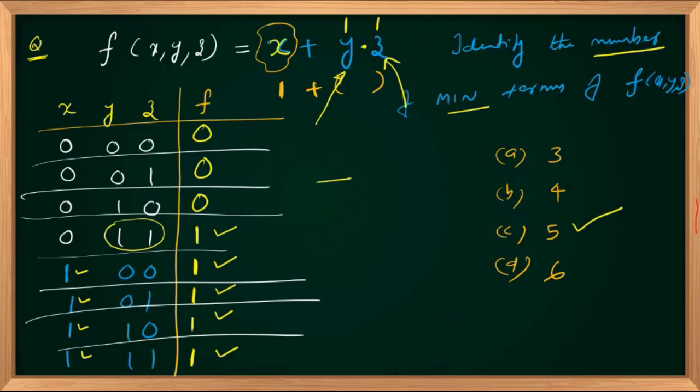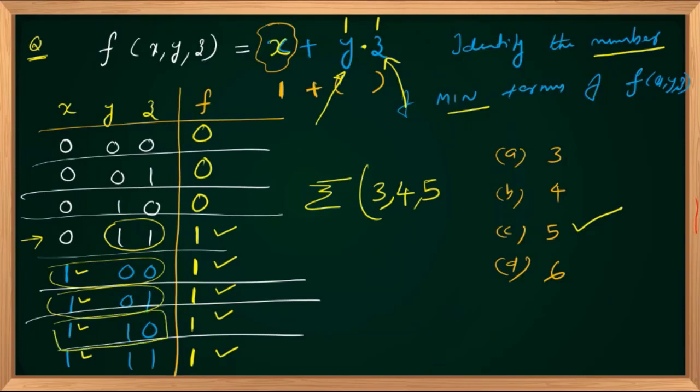What are those min terms? Sigma of, what are the min terms? The decimal equivalent of 011: how much is it? 3, correct? The decimal equivalent of 100 is 4. 101: the decimal equivalent is 4 plus 1, 5. Correct? 110: 4 plus 2, 6. All are 1 in triple one, so 4 plus 2 plus 1, 6 plus 1, 7. Correct? So 3, 4, 5, 6, 7: 5 min terms.